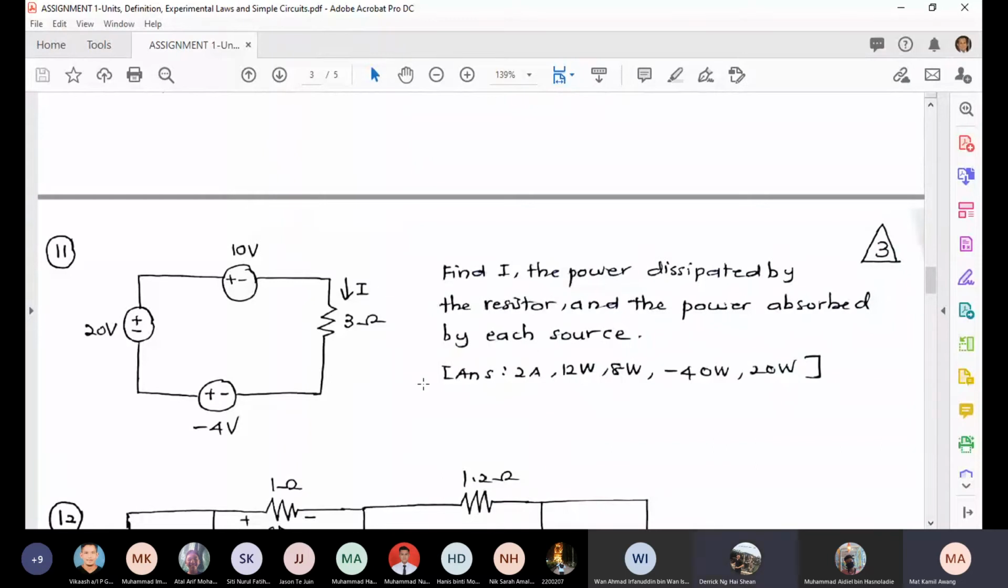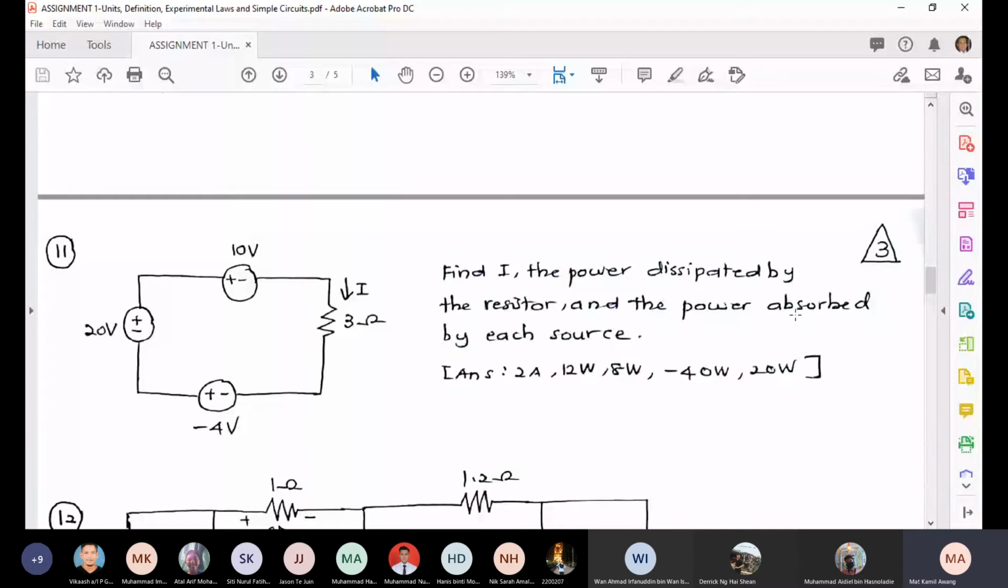Power dissipated by the resistor. How do you get the power dissipated by the resistor? I squared R. So I squared is 2 squared, 4. 4 times 3 is 12 watts.